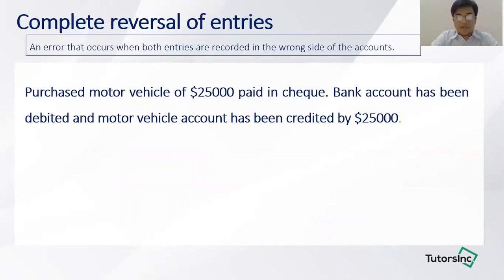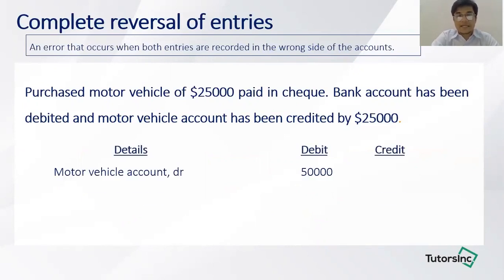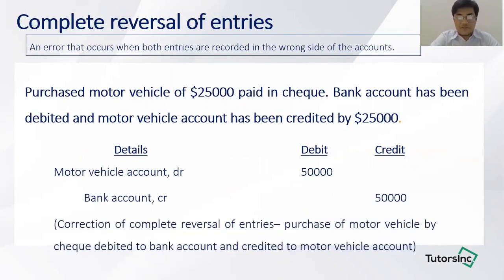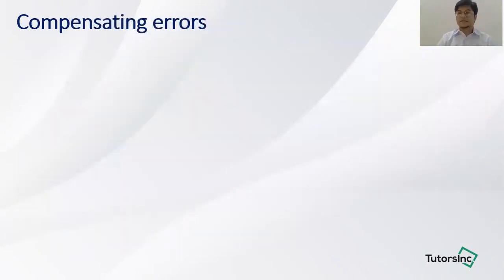So in order to correct this error, it's very easy. We need to reverse the wrong entry. So bank account debited and motor vehicle credited, reversed makes it motor vehicle account debited and bank account credited by double the original amount, which is $50,000. And the narration for this error is correction of complete reversal of entries, purchase of motor vehicle by check, debited to bank account and credited to motor vehicle account. It's very simple. We have just mentioned the error that we have corrected and the situation that we have just come across.